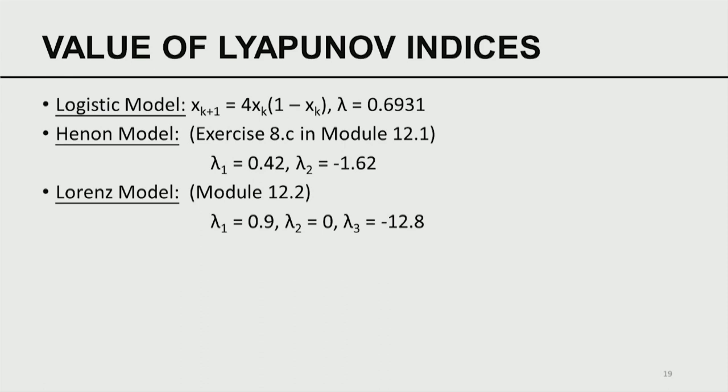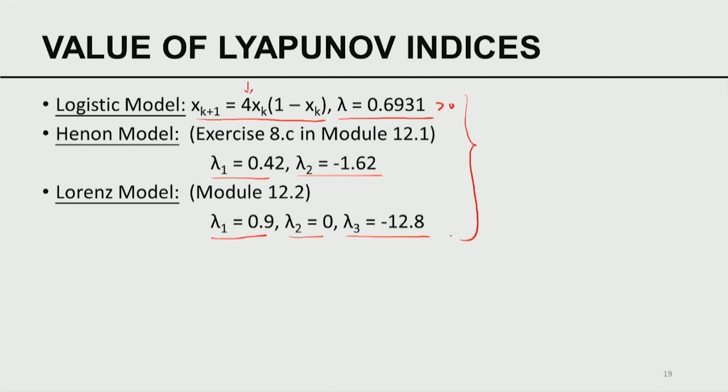Now, these are exercise problems, but I'm going to quote you some of the values of the Lyapunov indices of some very well known mathematical models. For the logistic model with the parameter 4, the Lyapunov index is 0.6931, that is positive. So logistic models are chaotic because they are extremely sensitive to initial conditions. There is a model called the Henon model. It is two dimensional, with lambda 1 equal to 0.42 and lambda 2 equal to minus 0.162. For the Lorenz model, already talked about, the first one is 0.9, the second one 0, and the last one is negative.